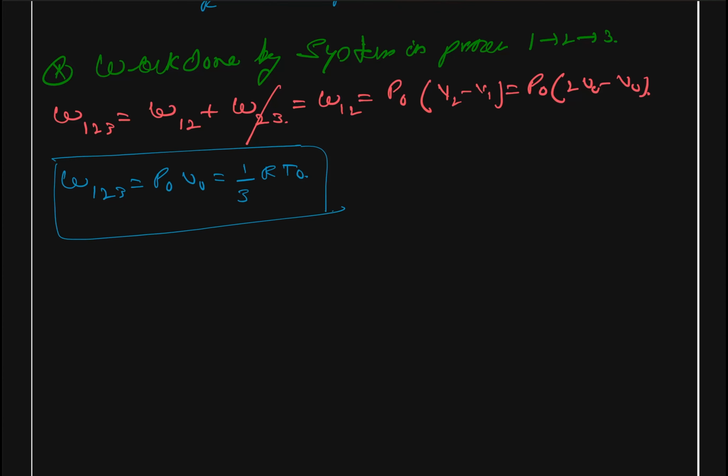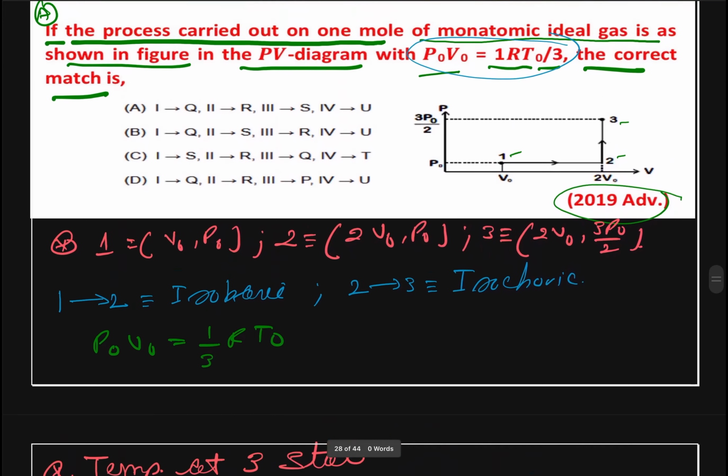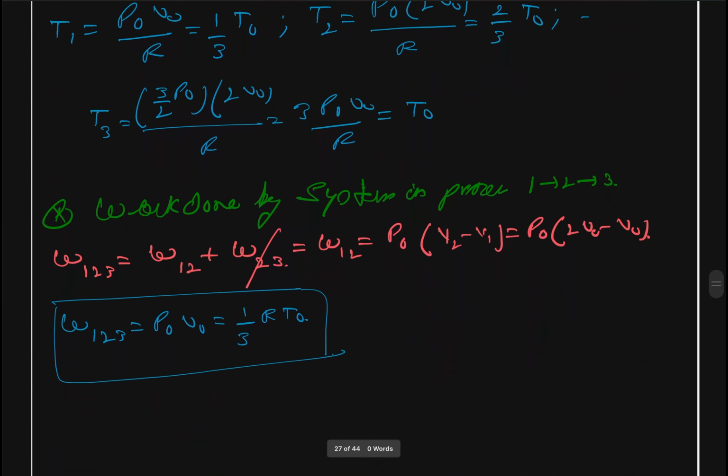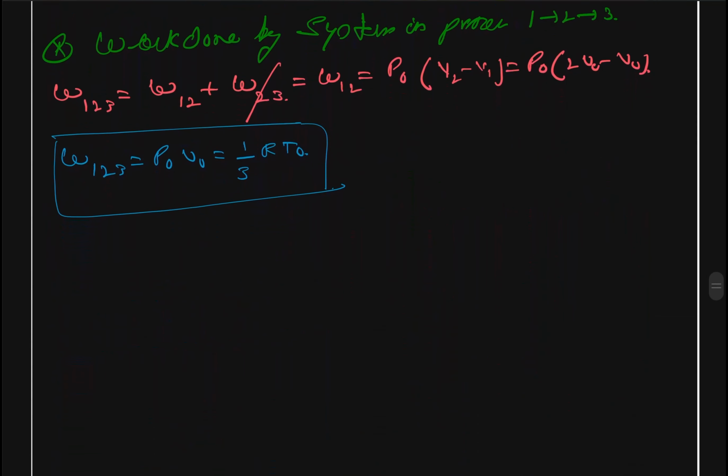But it is given that P0 V0 is equal to 1 by 3 R T0. So we get the work done during 1 to 3 is 1 by 3 R T0. So our 1 is matched with Q. Therefore, from here we can say that 1 belongs to Q.